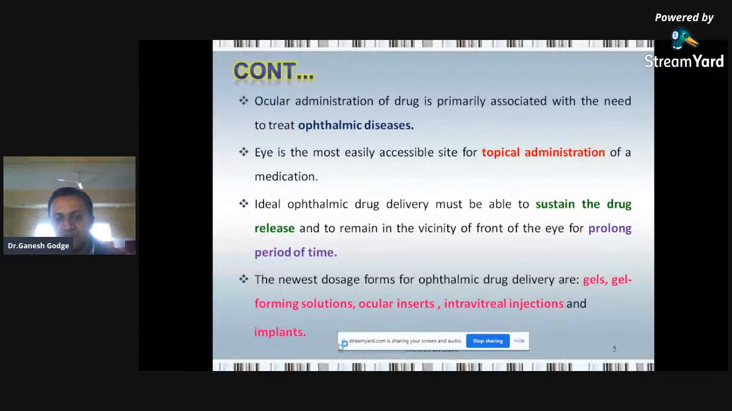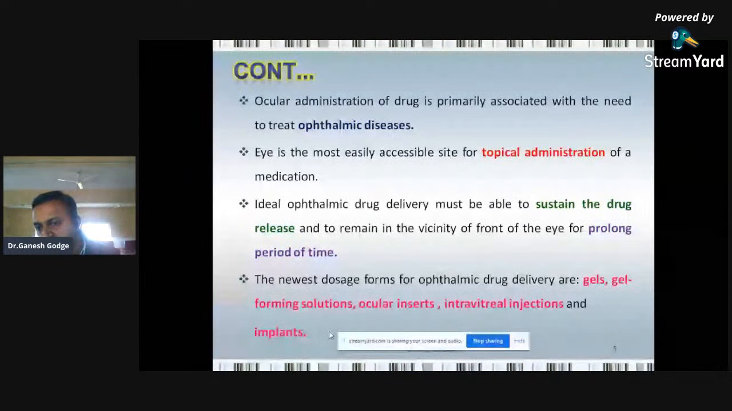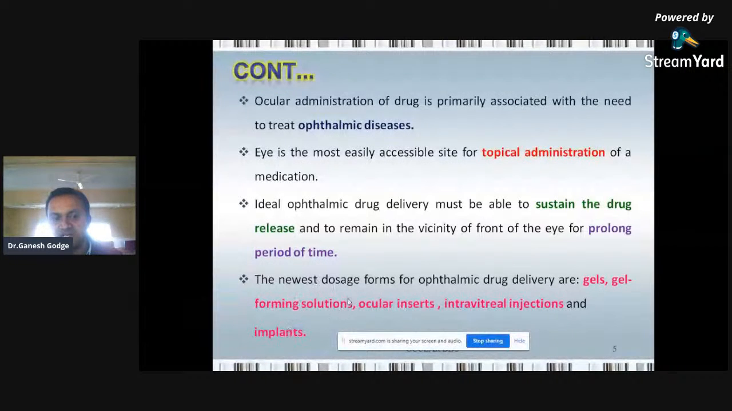The newest dosage forms for ophthalmic drug delivery are gel forming solutions, ocular inserts, intravitreal injections, and implants. They are called, as we just discussed, NODS, meaning new ophthalmic drug delivery systems, which are known for their prolonged contact time with the surface of your ocular sac. Because the time of contact is increased, penetration will increase, and in turn viability and absorption will increase.